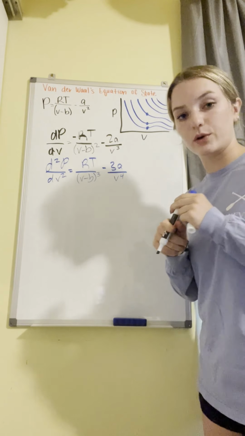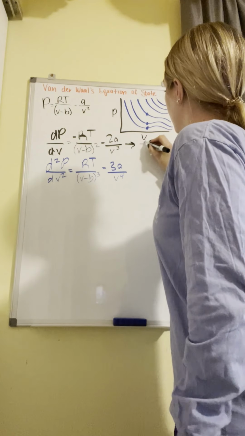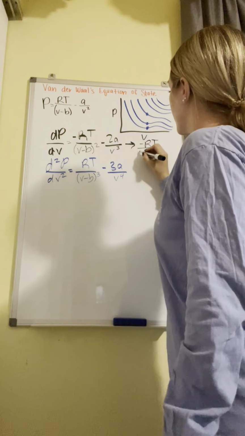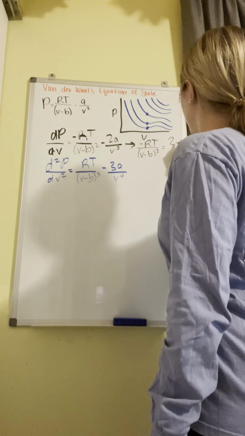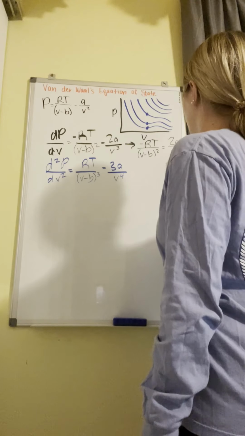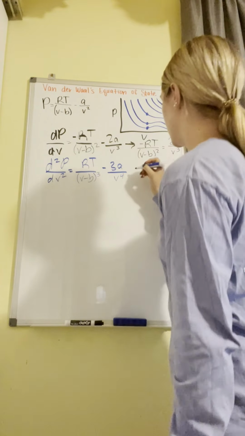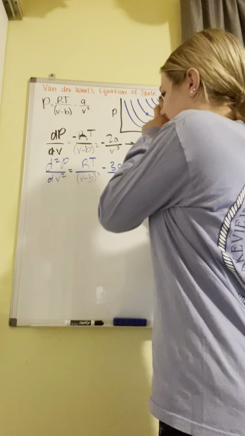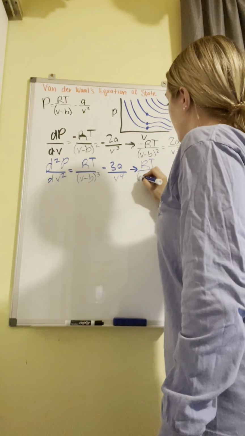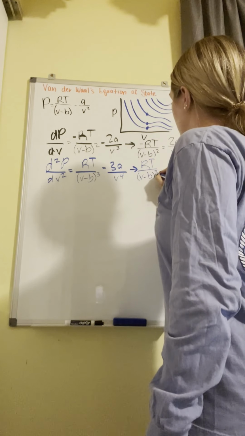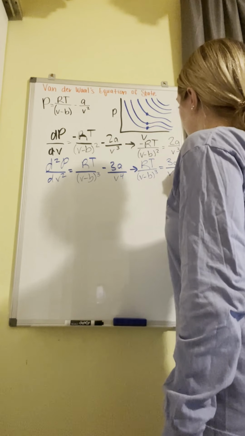Now we can set both of these equations equal to 0. So we will have negative RT over V minus B squared equal to 2A divided by V cubed. And then for our second derivative, we're also going to set that equal to 0. So we will get RT over V minus B cubed. This will now be equal to 3A over V to the fourth.